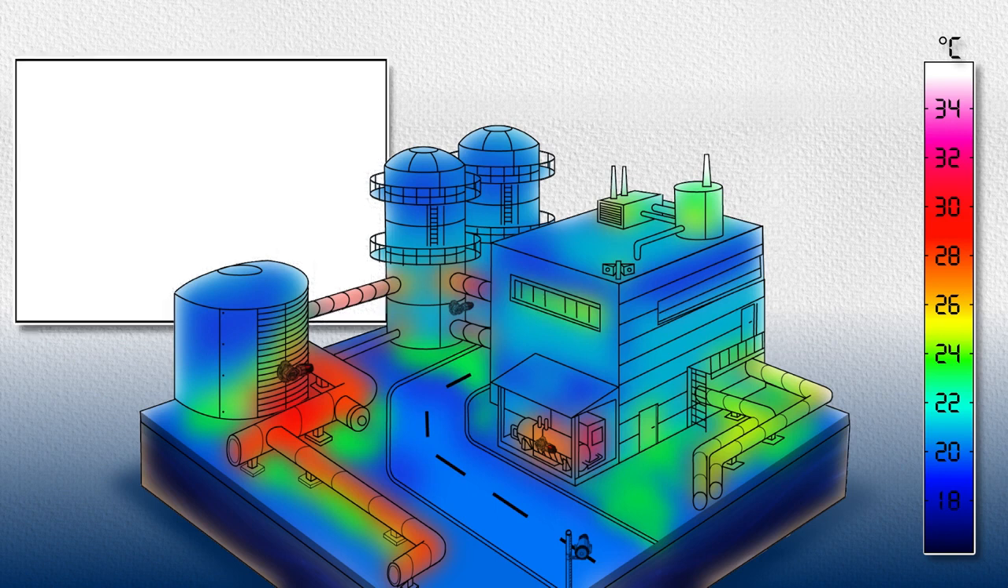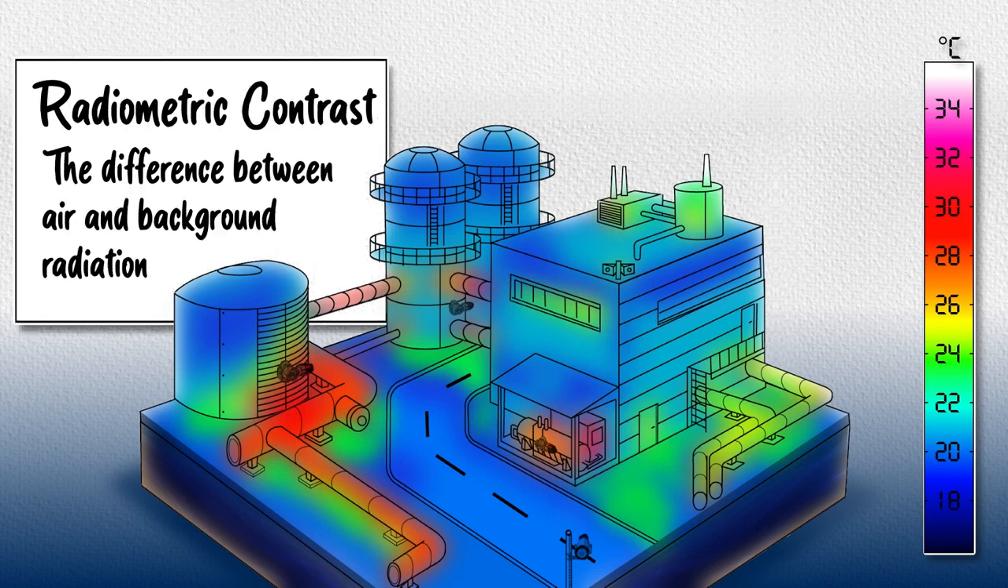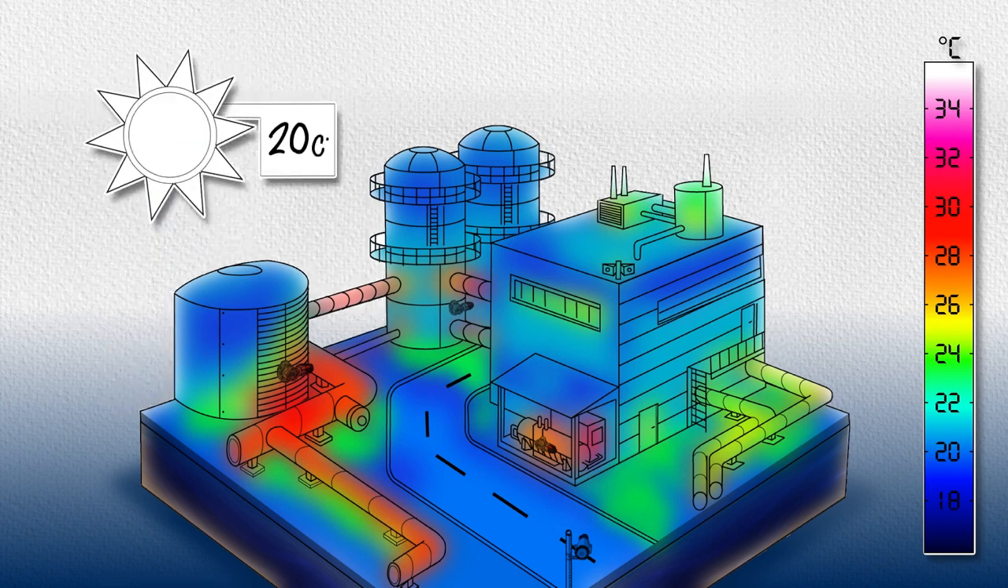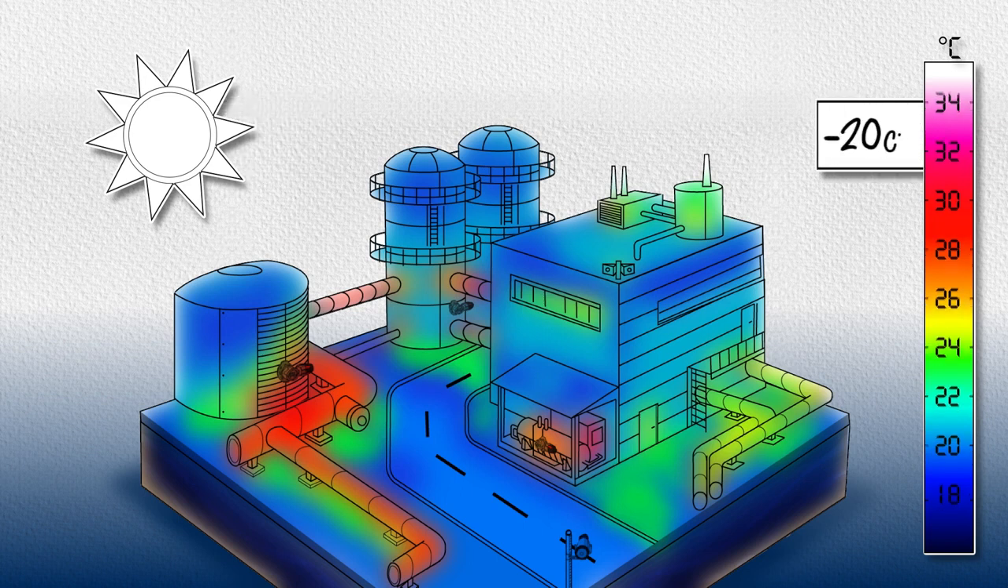The radiometric contrast is the difference between air and background radiation. Consider a case where ambient air temperature is 20 degrees Celsius and background apparent temperatures are as displayed on the color scale. This picture presents the radiometric contrast in the scene. We subtract the ambient air temperature, 20 degrees Celsius, from that of the background. We see contrast values in the range 0 to 14 degrees Celsius.